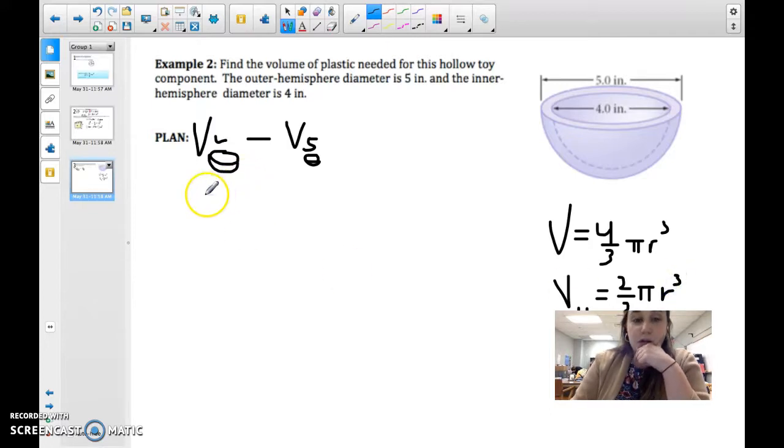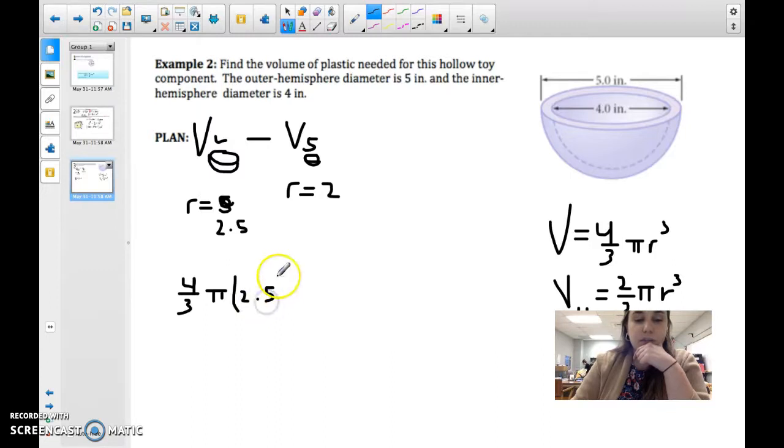So for the large, r is 5. And then for the small, oh, not 5, that's the diameter, so 2.5. Tricked. Okay, 2.5. Don't do what I did. All right, and then the small one, the radius is 2. So we'll do 4/3 pi 2.5 cubed. I didn't need parentheses. I just feel like the decimal, I want to group it.